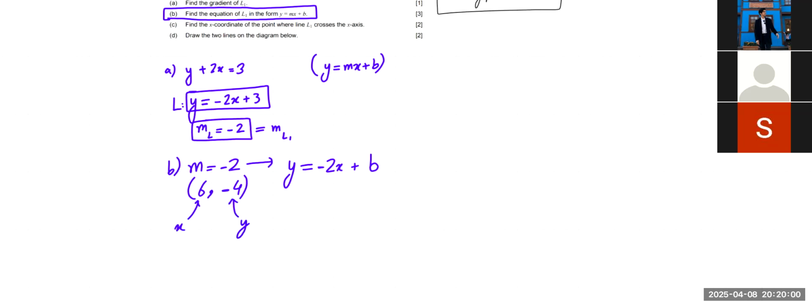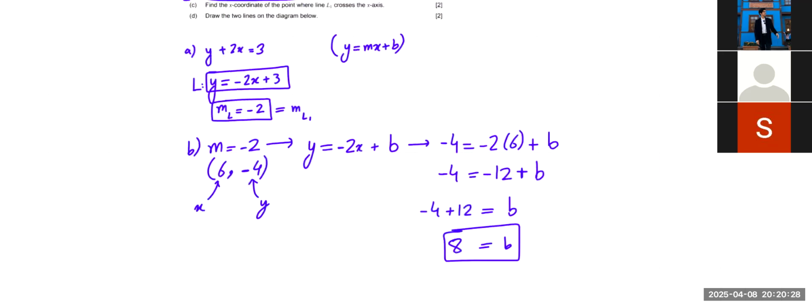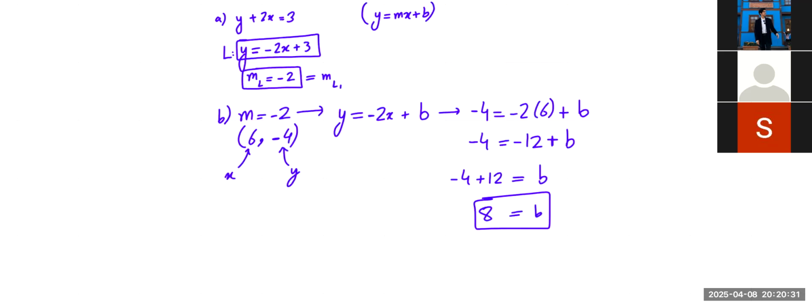So we plug in this point into our equation, so we plug in -4 for y, and we plug in 6 for x, and we get this. We have -4 equals -12 plus b. And now I can add 12 to both sides to find what b is. b is equal to 8. So now that we found b, by plugging in the point, we already know m. We can now finally say the equation of our line is y equals -2x plus b, which is 8. This is the equation of your line.